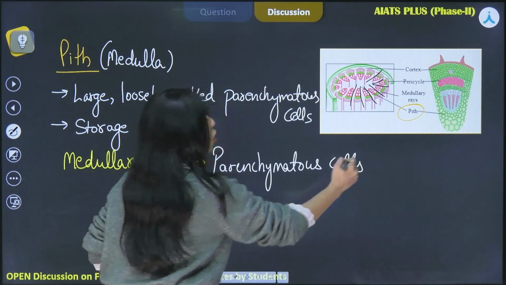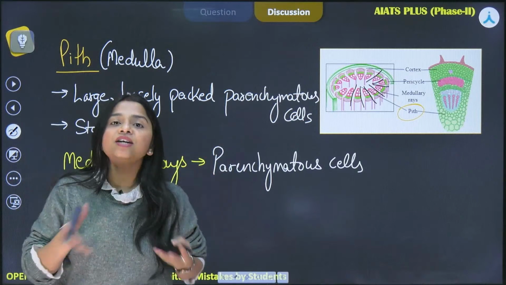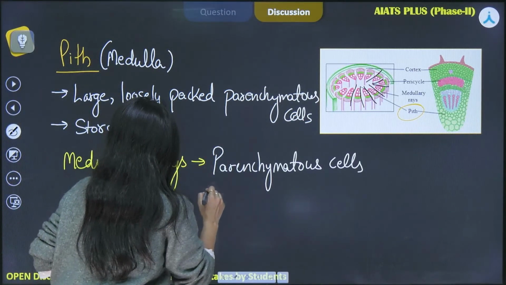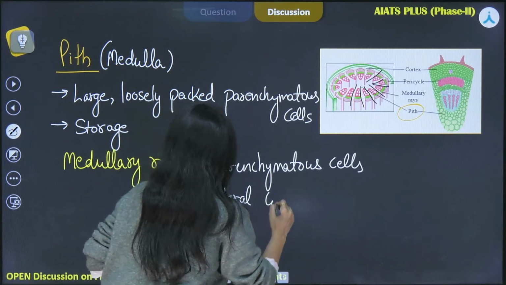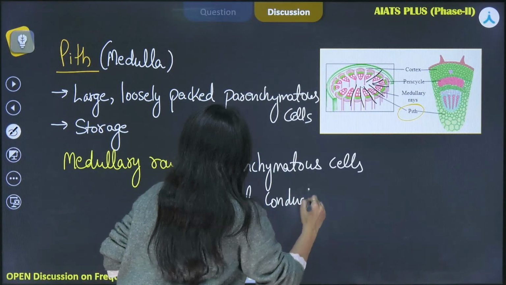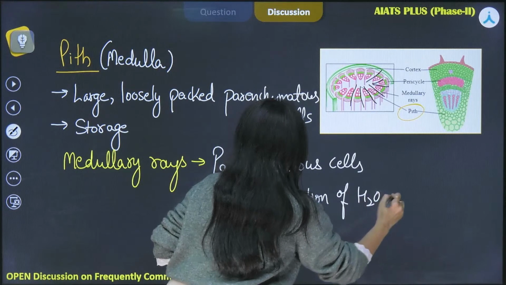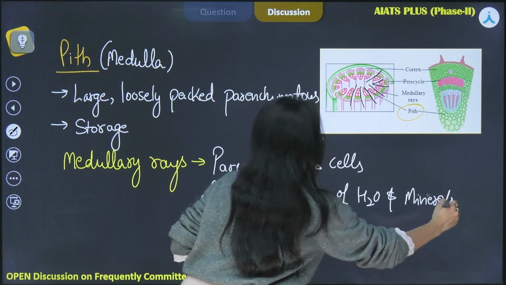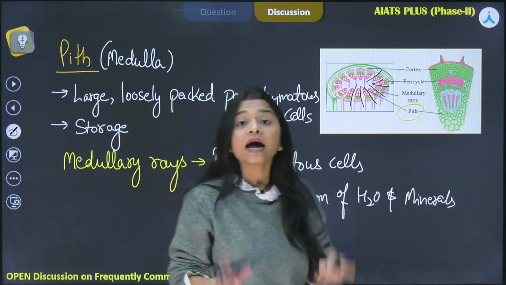Now what is the function of medullary rays? The main function is the lateral conduction of water and minerals. So we can simply write its function as lateral conduction of water and minerals. So this is all about the particular ground tissue.